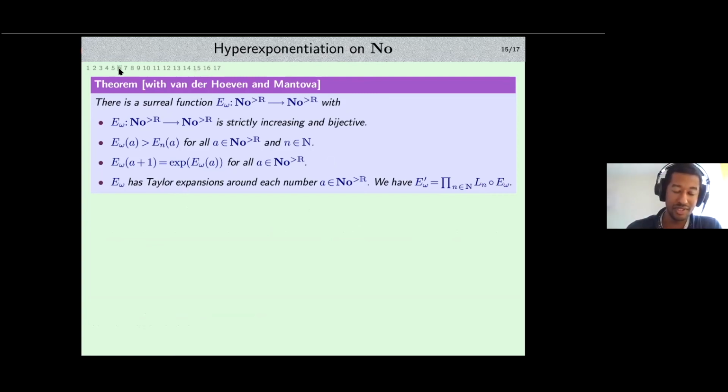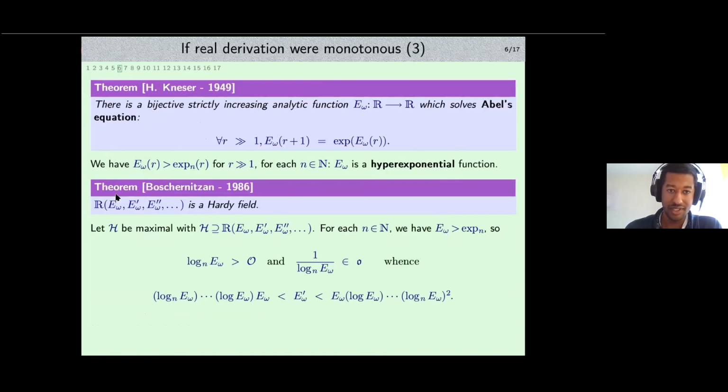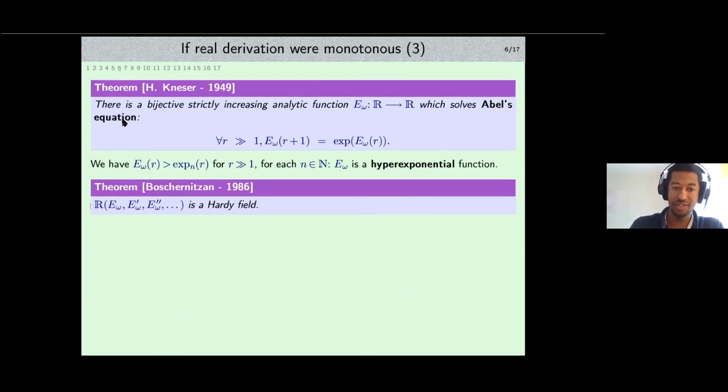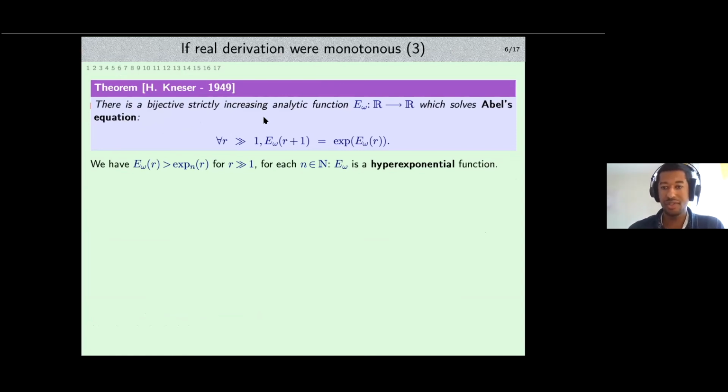So to do this, I look at other types of functions besides exponentials. So a hyperexponential is a solution to this equation, which is: if you add 1 to the argument, an exponential comes out.